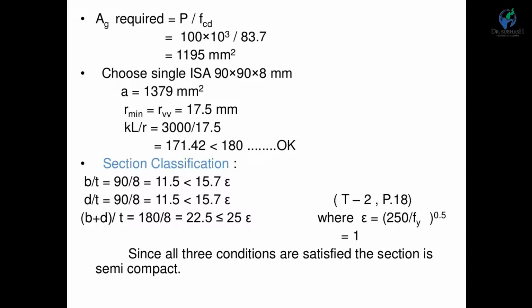Now the third criterion, section classification. So we take three ratios: B by T, D by T, and B plus D by T. Here equal sections are there, so B by T and D by T are the same. It should be less than 15.7 epsilon, and B plus D divided by T should be less than 25 epsilon. Since all three conditions are satisfied, the section is semi-compact. This section classification is from Table number 2, page number 18, according to IS 800 2007.